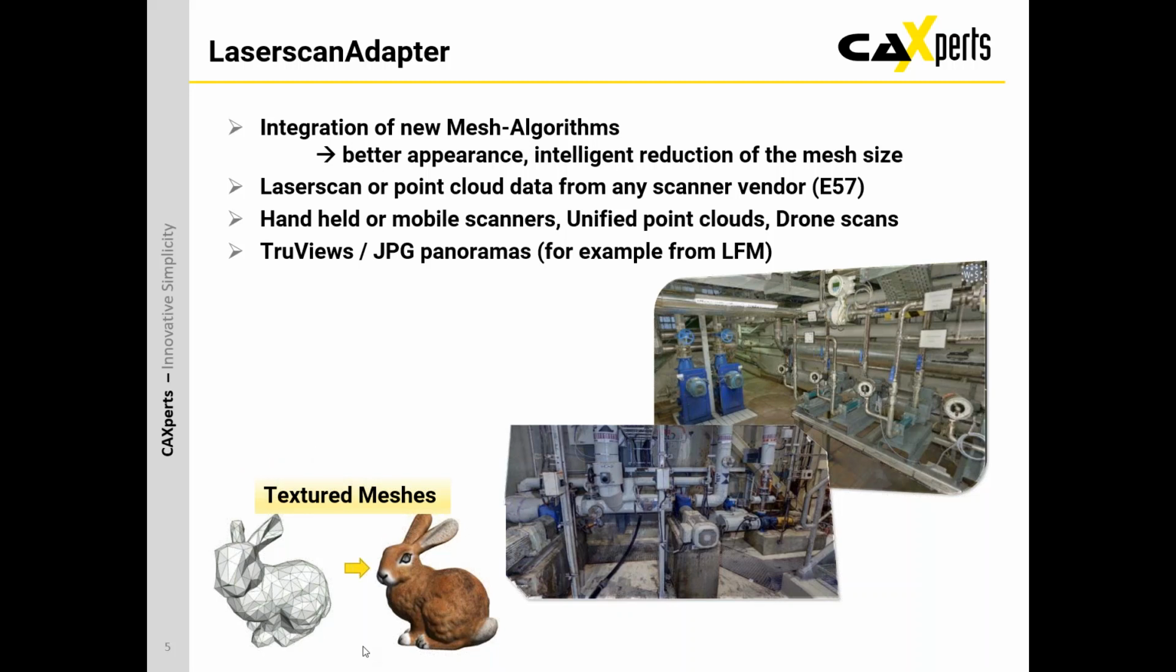And last but not least, you can see that here in the left bottom corner. So we have textured meshes where the individual triangles of the mesh can now really have color gradients. And it's a good example down here what this means when one triangle can have more than one color. So all in all, the new version of the LaserscanAdapter provides a really significant improvement for the laser scan capabilities inside of the UPV viewer.